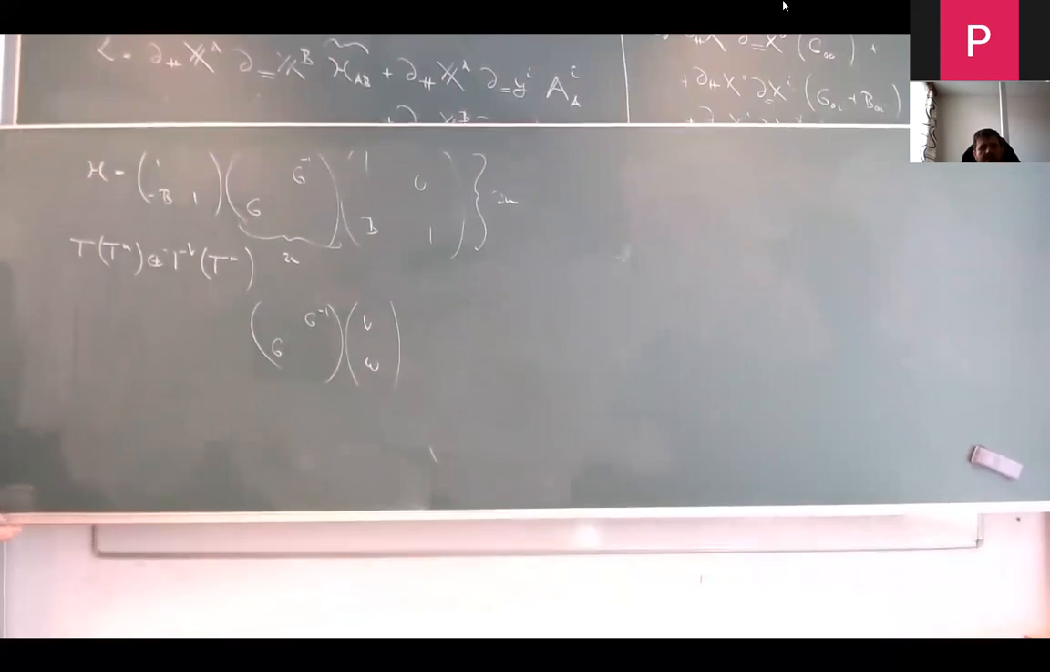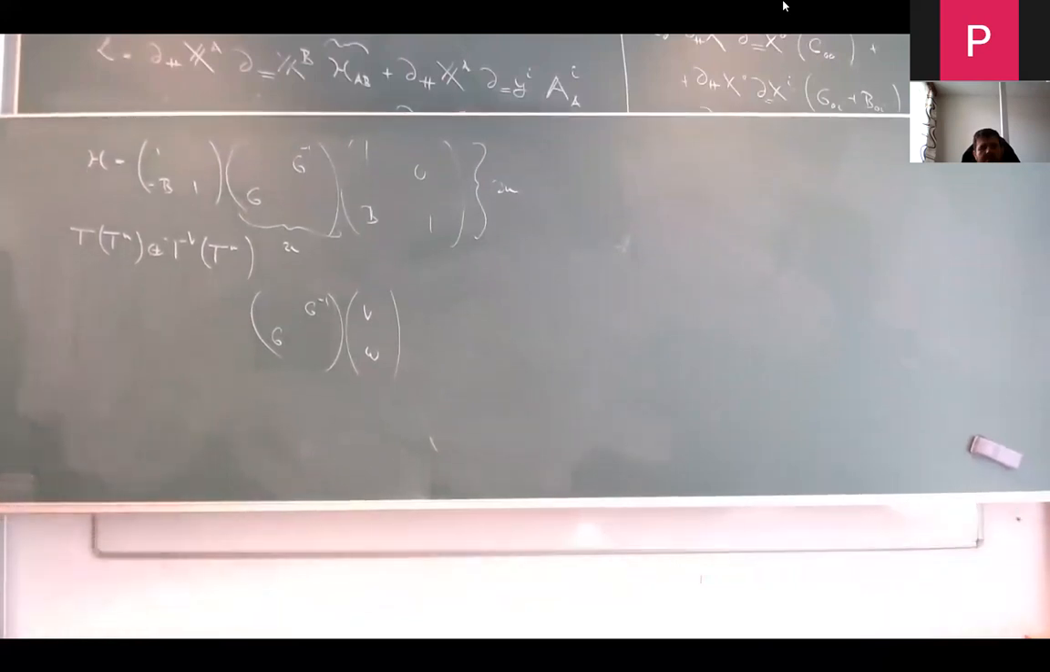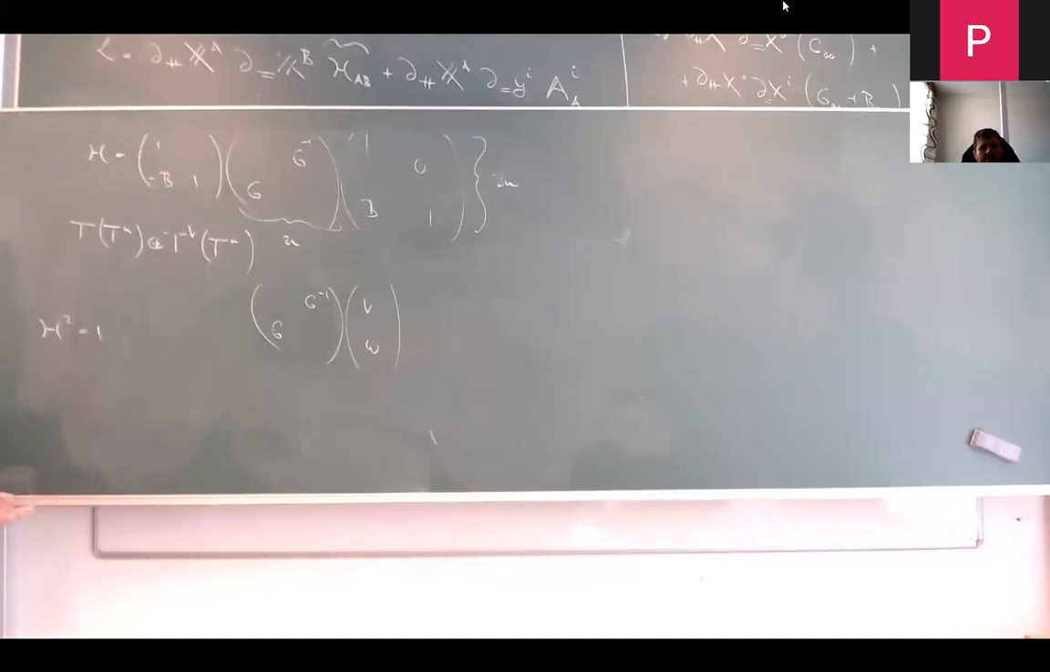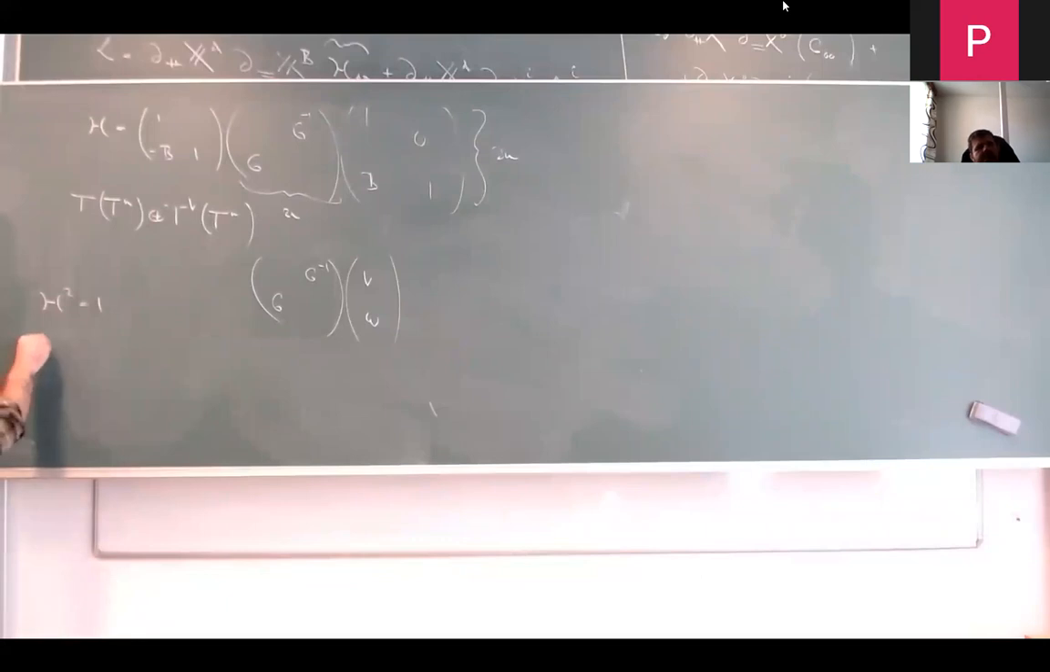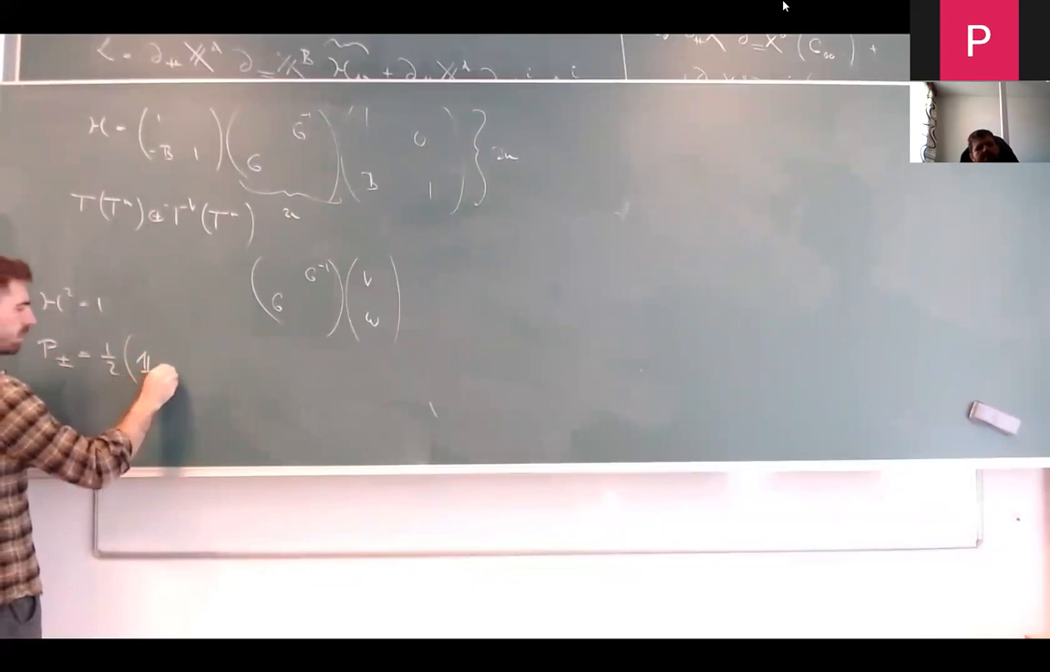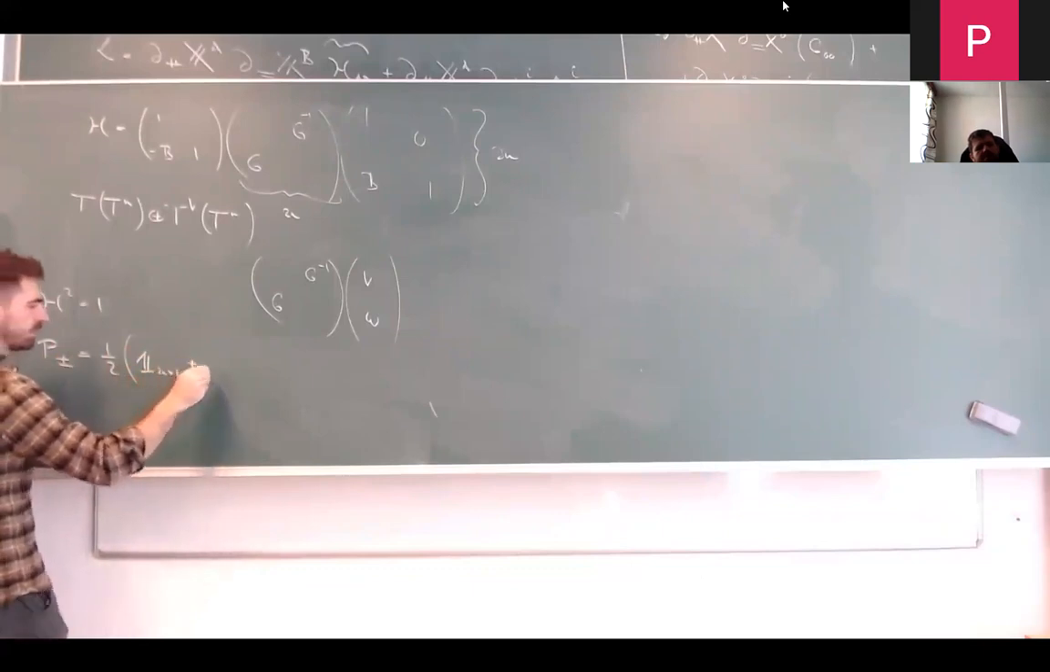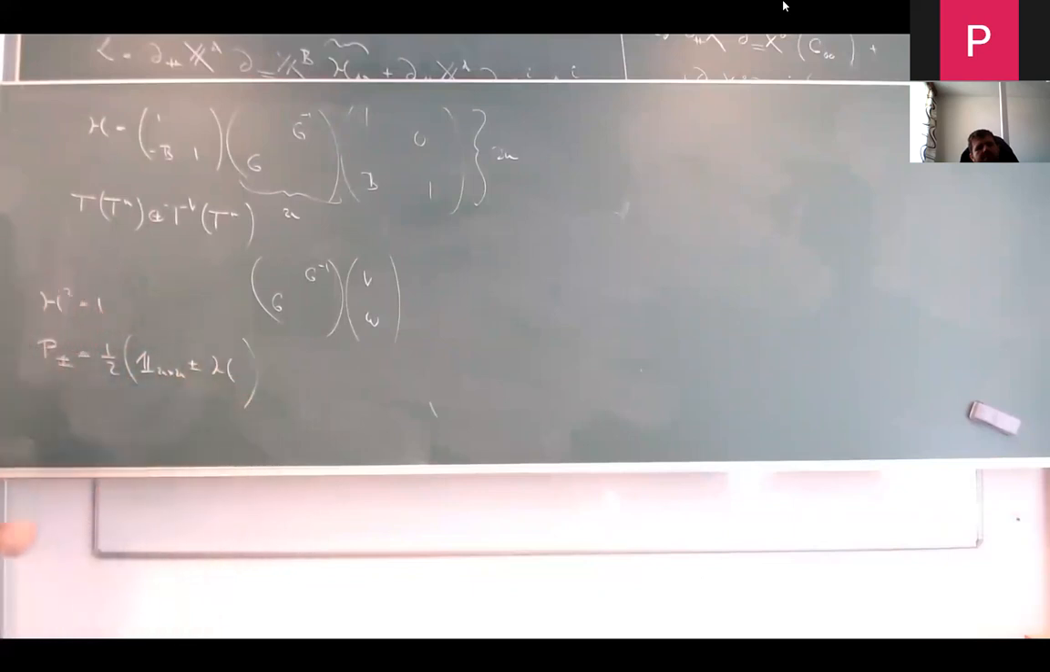And there are some properties coming along with it. One of them, which will be important in the model, is that it squares to 1. For each choice of G and B, it squares to 1. That's quite an interesting property. But since that's true, it allows us to define these two projectors.